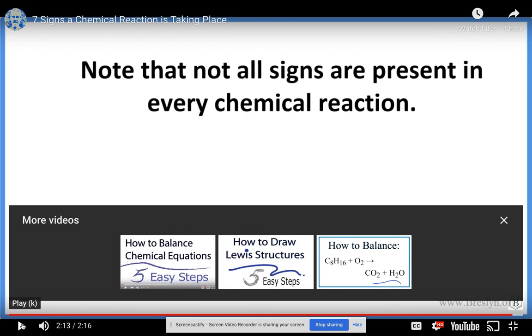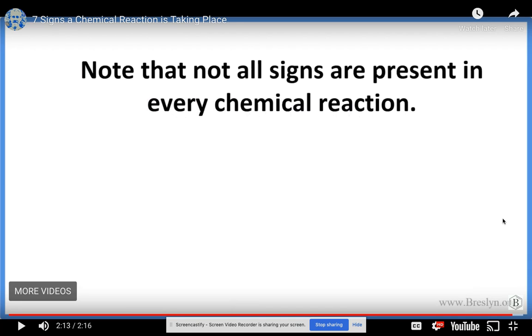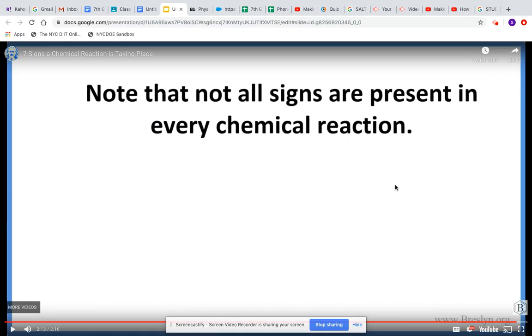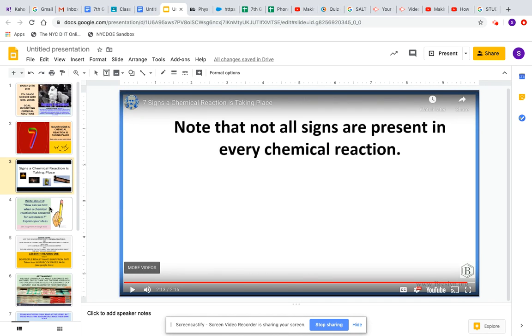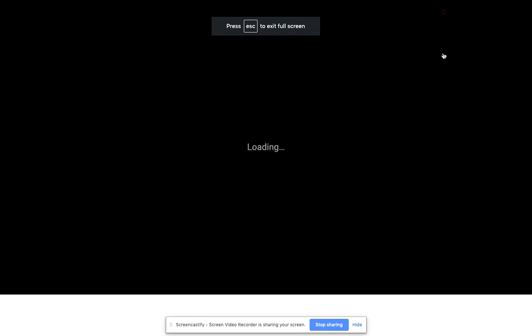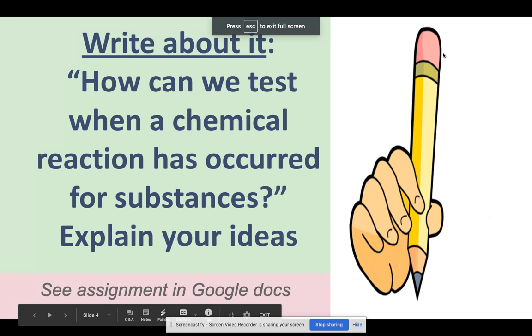So our 7 signs, just to go over it again. Number 1 was temperature. Number 2 was color. Number 3 was bubbles. Bubbles don't always show that there was a chemical reaction, but that can be a sign. Precipitate was number 4. Light was number 5. 6 was smell and/or taste. And number 7, it is difficult to reverse. Those are sure signs that a chemical reaction has taken place. So now let's look at the next slide, which talks about write about it.